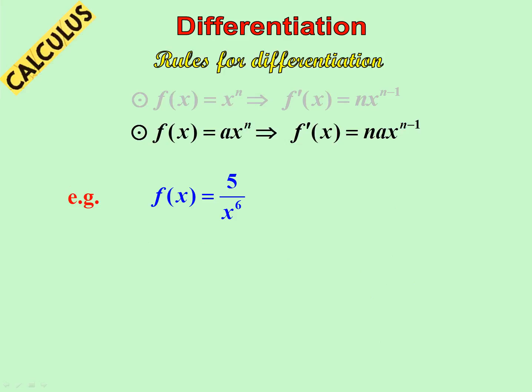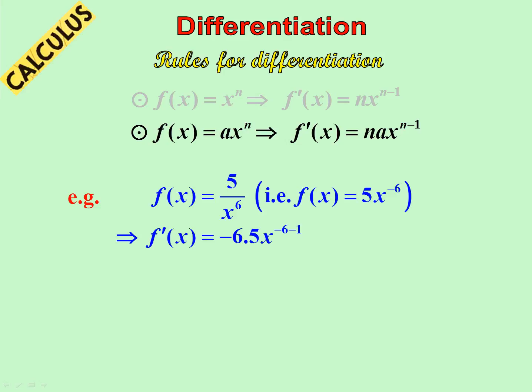We cannot differentiate that as it is. Just keep that in mind. You cannot differentiate a denominator and numerator separately. You have to have everything as something on top, as a numerator, no denominator. So 5x to the minus 6. Minus 30x to the minus 7. Notice, not minus 5. We're subtracting 1 off negative 6, giving us negative 7. And we take the x to the negative 7 down to become x to the 7.